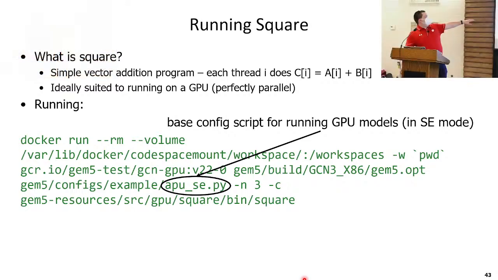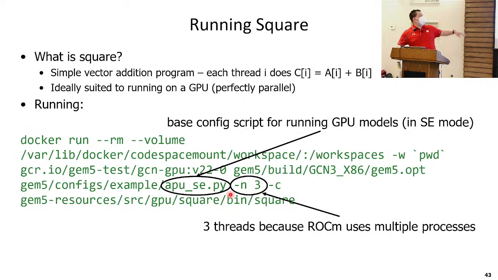So you'll notice apu_se.py, that's that base script that I mentioned before. This is what we're using in GPU SE mode to run the program. So we're saying we want to run GCN3_X86 gem5.opt, and we want it to use this apu_se.py config file. That is the first thing to note here. That's telling us to run GPU code.